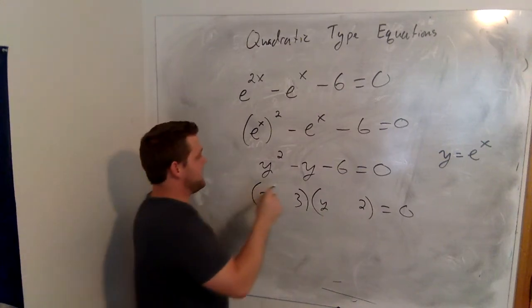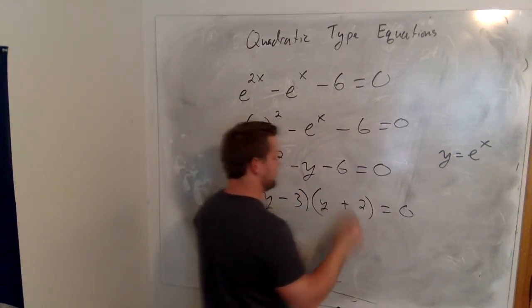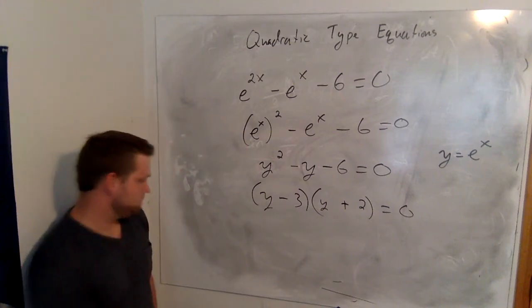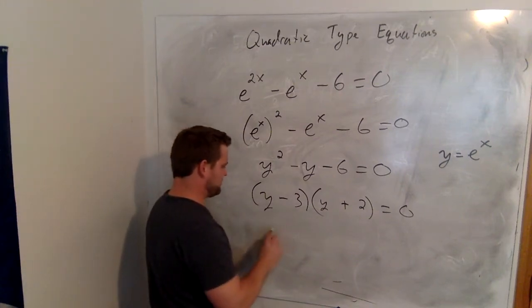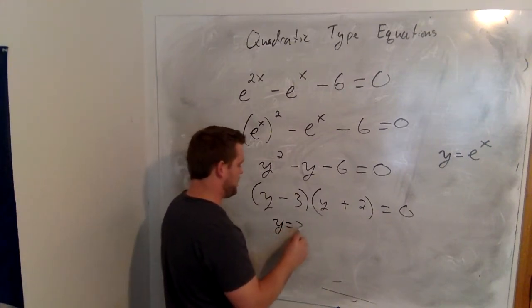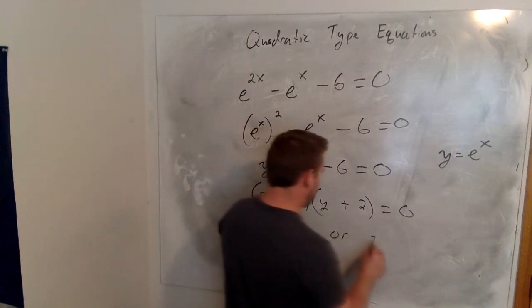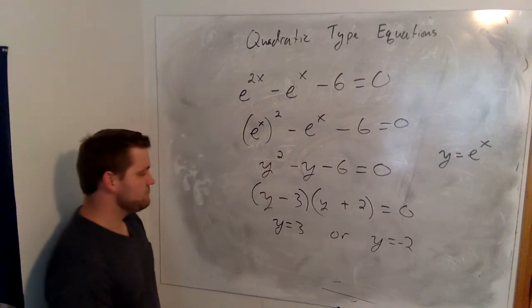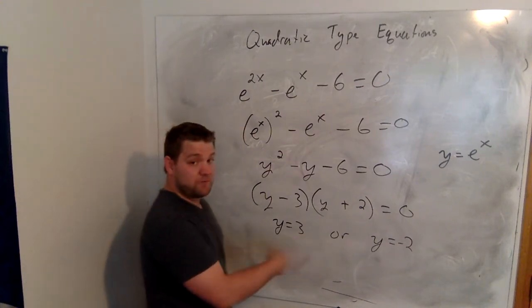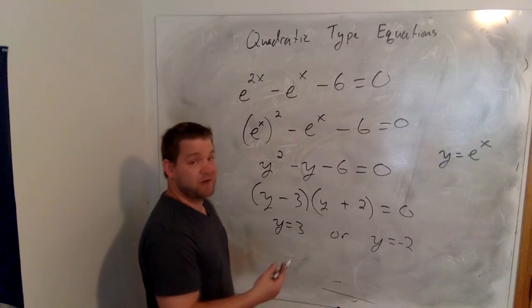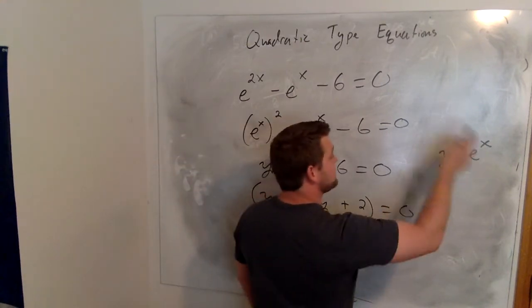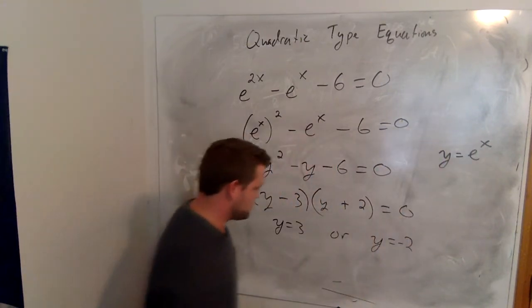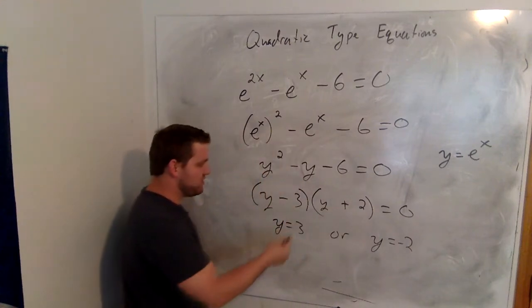And you need to add to a negative, so the bigger of the numbers has to be negative. Okay, so I hope you see that this is screaming at you that y needs to be 3, or that y needs to be negative 2. Okay, well, we're not trying to solve for y here. Remember, we're trying to solve for x, and now remember that y is the same thing as e to the x. Okay, so we have two separate equations we need to solve here.